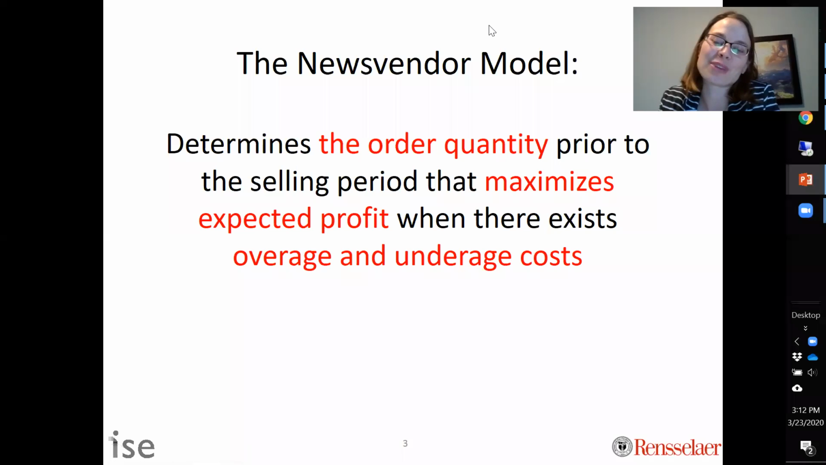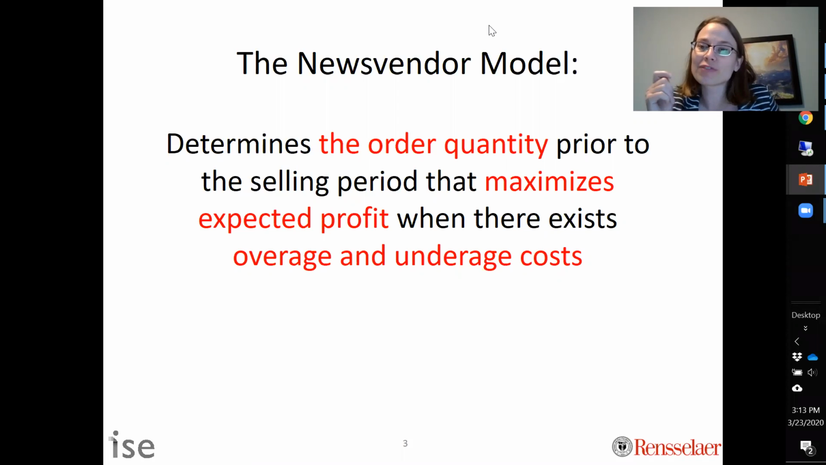So this video is about the Newsvendor model. The Newsvendor model is another inventory model that determines the order quantity, that is, how many should I order in this scenario. So you have to determine how many I need to order prior to the selling period. And we do this when demand is uncertain, therefore we can only maximize an expected value.